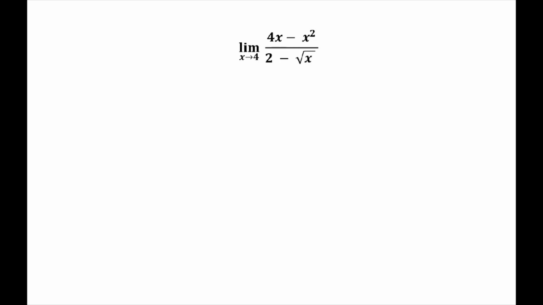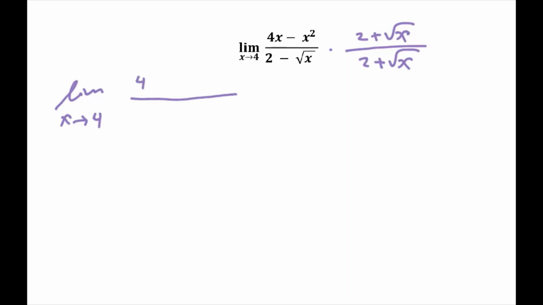Here, when you substitute x by 4, that's going to be 4 times 4 is 16, 4 squared is 16, 16 minus 16 is 0. Here, 2 minus square root of 2, square root of 4 is 2, 2 minus 2 again is 0. So we're going to think of multiplying by the conjugate. So limit, x approaches 4. Two times 2 is 4 minus x.